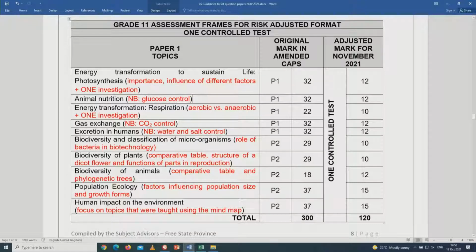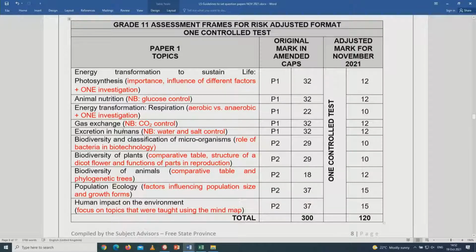Respiration, difference between aerobic and anaerobic respiration, plus that one investigation I referred to. Gaseous exchange, the important one here is carbon dioxide control. Carbon dioxide control. Again, homeostasis in grade 12. Excretion in humans.